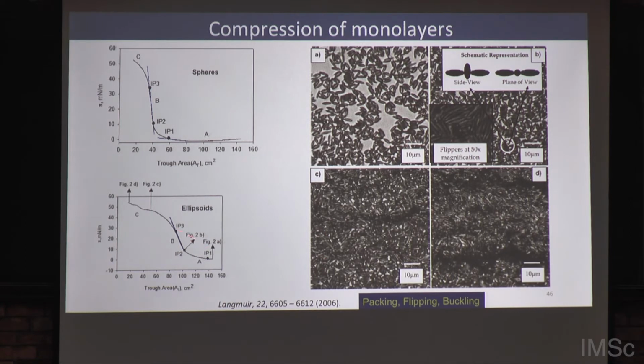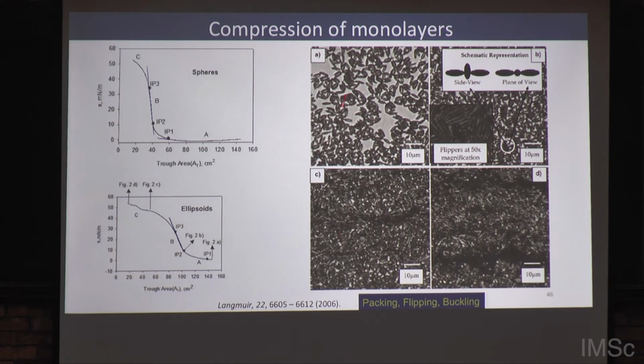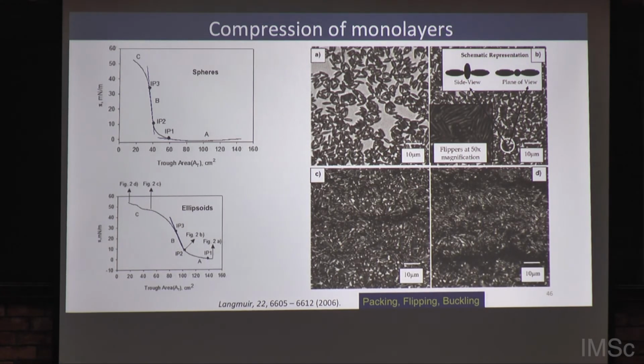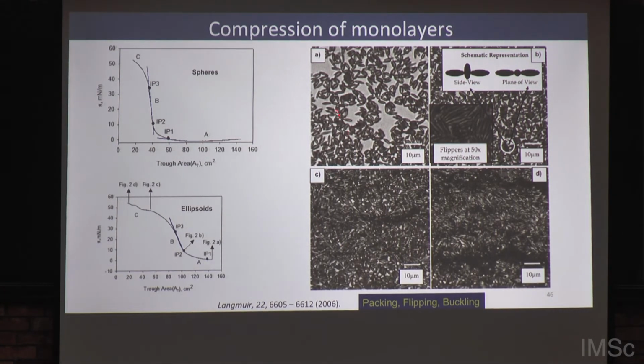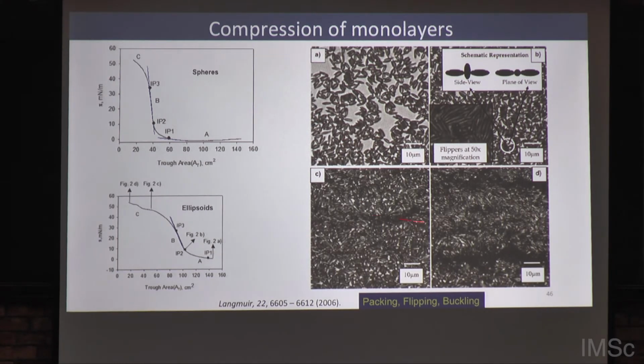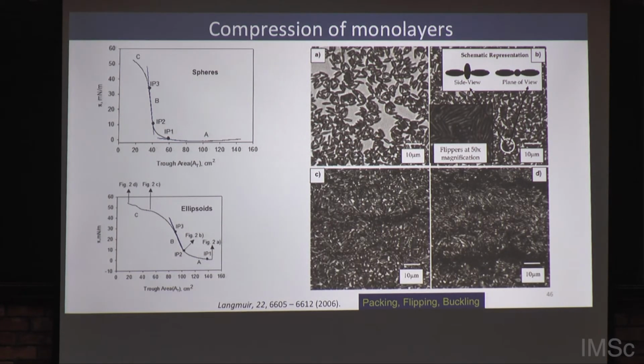And then if you go on compressing further, we see initially these flippers occur locally in different regions, but at some point you start seeing a line of flippers. The compression is being done in this direction, from here, and you see these lines of flippers that occur in the direction perpendicular to it.